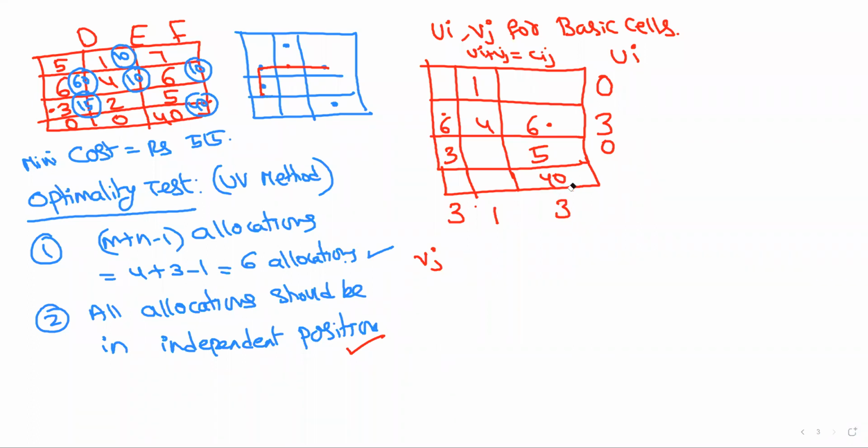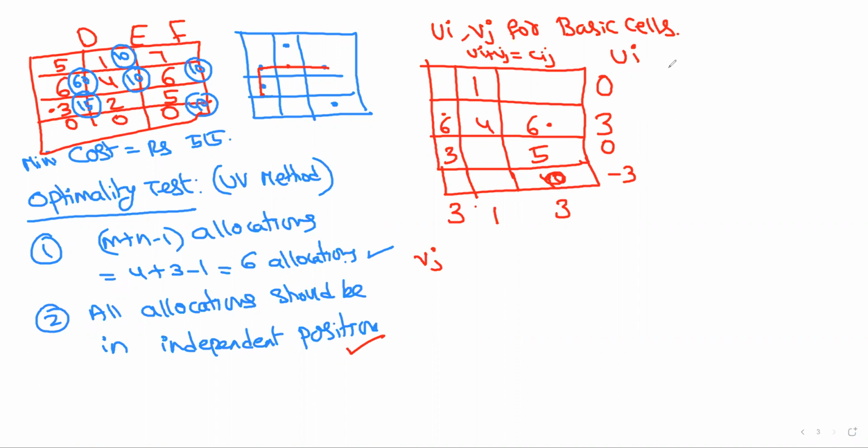And still I have this cell here. What is the cost here? 40 we have here, right? 40. So here we have cost 40. 3 plus something is equal to 0 means here also we get minus 3. So if you add the outside values, you have to get the inside value. Check it once. ui plus vj is equal to Cij.